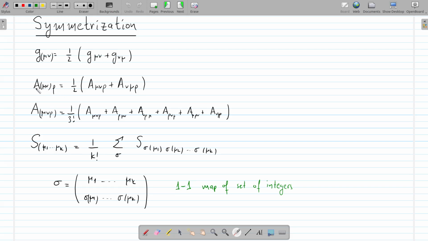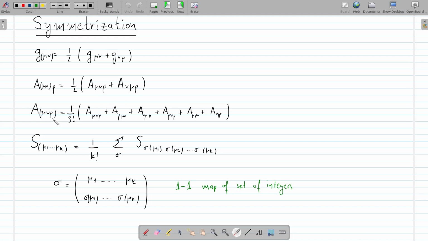We can symmetrize two indices of any tensor by isolating them and doing the symmetrization only with respect to those two. So here we perform the same operation, but only by exchanging the first two indices, mu nu, nu mu.